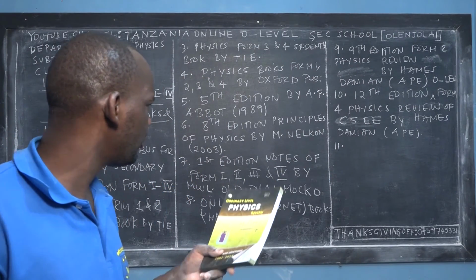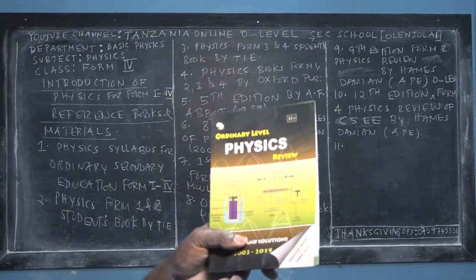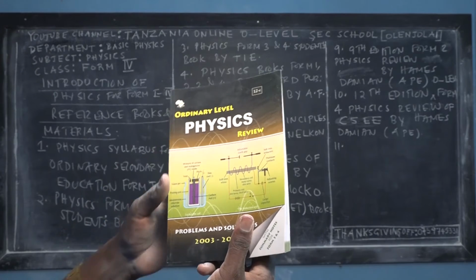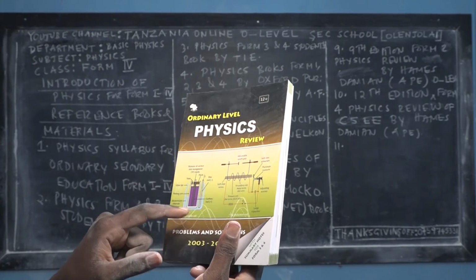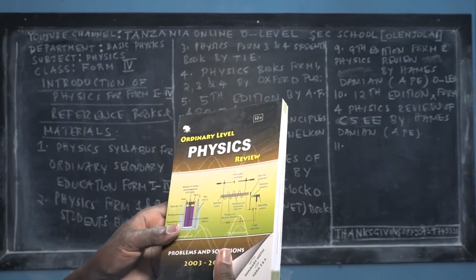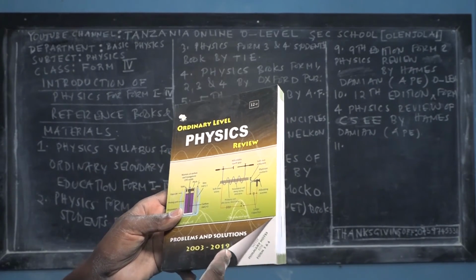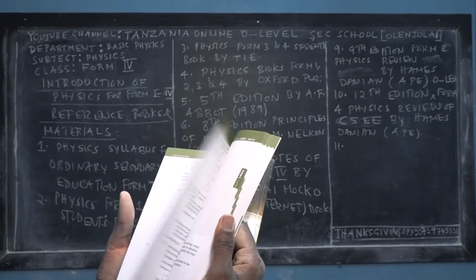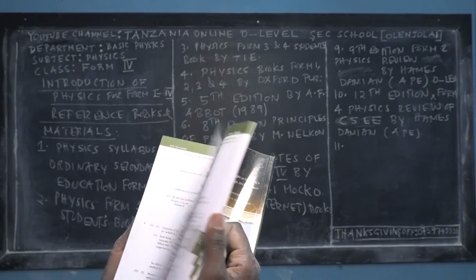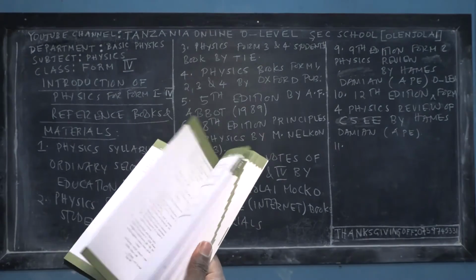Form 4 physics review of certificate secondary education examination. So this is how the outer cover looks. You see the Clanches cells, and then this is the induction scoring. In case of electromagnetism, problems and solutions from 2003 to 2019. It has past paper questions, and it also has solutions.